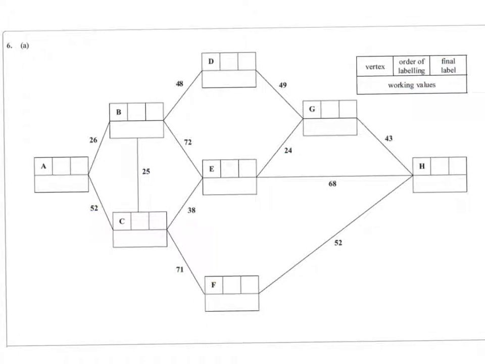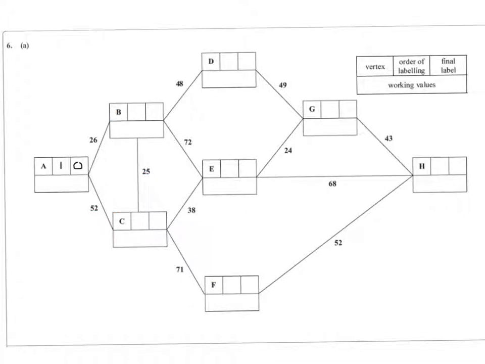So we're going to start at A, so the first vertex we're going to label is vertex A, and so far we haven't travelled any distance, so that's 0. This is how it always starts. What we then need to do is to find a working value at every vertex that's directly connected to that vertex. So what's directly connected to A? Well, it's B and it's C.